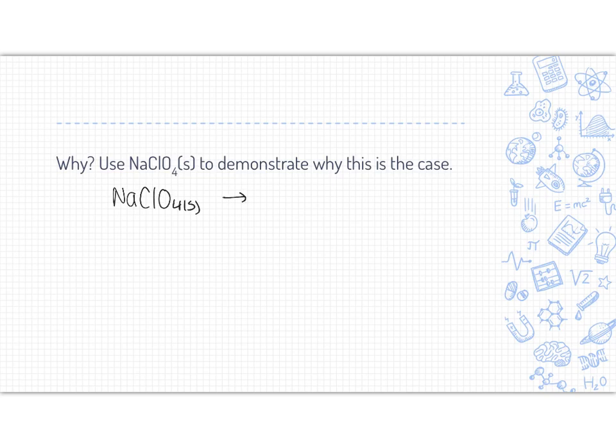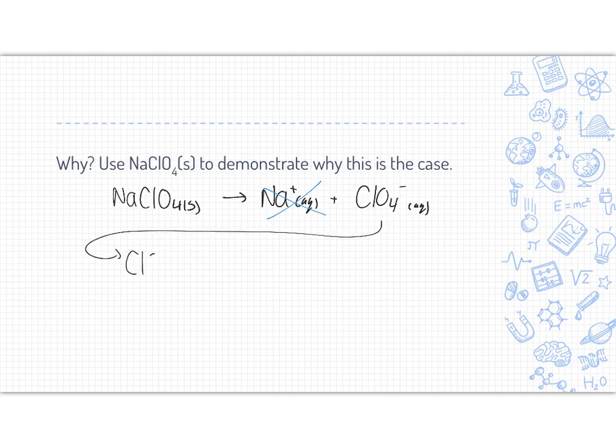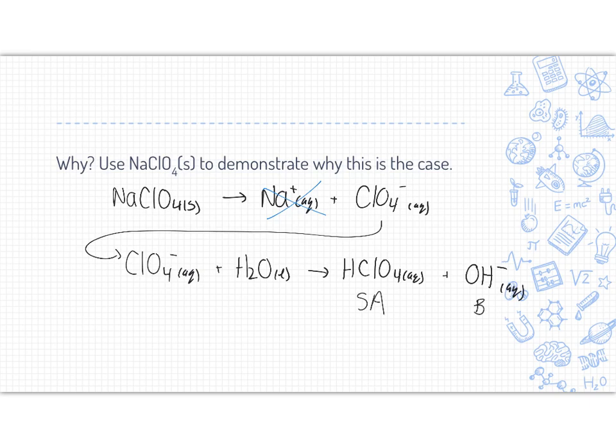Okay, so let's use NaClO4. So first step, it's ionic, is to dissociate: Na plus and ClO4 minus. So we know that metal ions do not react with water to produce H3O plus or OH minus. So we're going to react with ClO4 minus. So let's try it. ClO4 minus reacting with water would make HClO4 and OH minus. Now this is a strong acid and this is a base. An acid and a base make water. So these will always end up neutralizing one another.